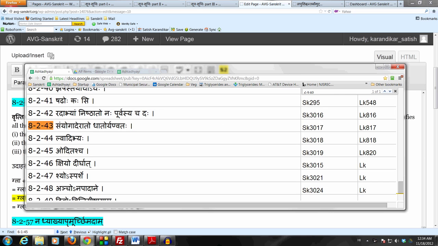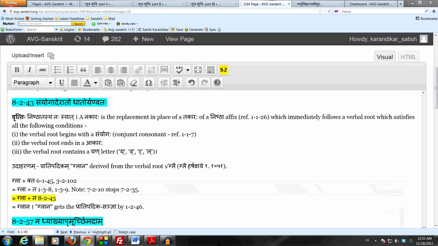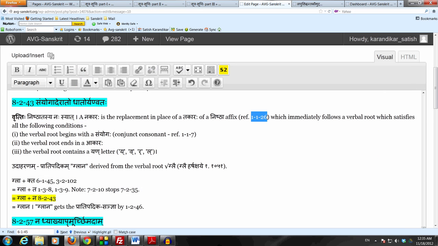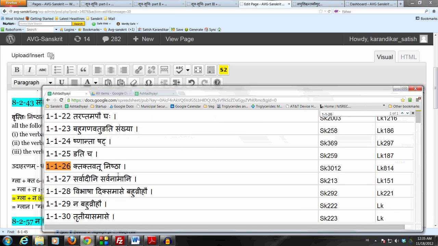also prescribes a nakaraha as the adesha, the substitute in place of the takaraha for nishtha pratyaya. This sutram is Sanyogade Rato Dhator Yanvatah, 8 to 43, and the vritti says nishthatasya nasyat. So a nakaraha is a replacement in the place of a takara for nishtha affix, nishtha pratyaya, which we know by 1 to 26 is kta ktavatu nishtha. So those two affixes, kta and ktavatu.